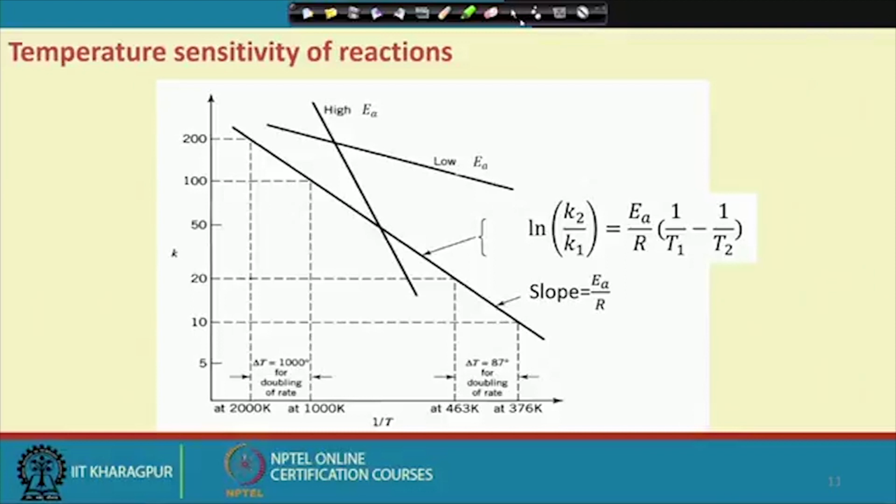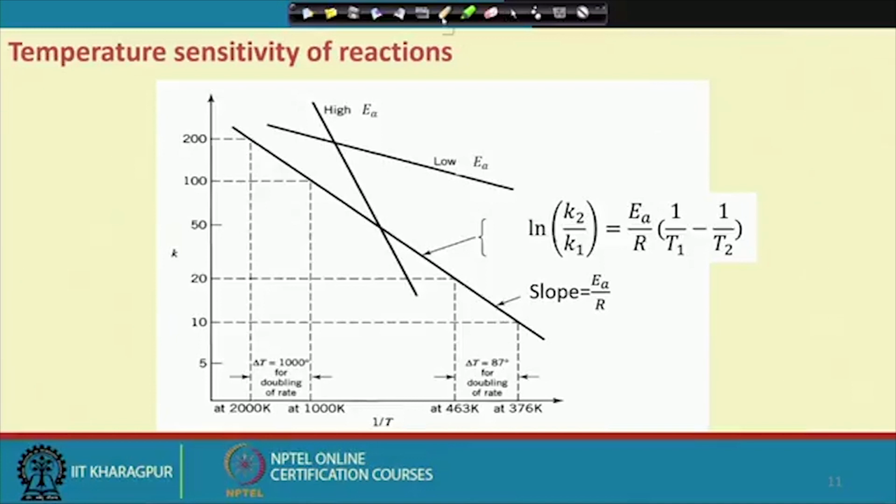Now, here we want to focus on one particular point, that we are interested to show you in this portion. If you look at this lower axis, this is 1 by T. Am I right? If 1 by T is higher, that means it is the lower temperature. At lower temperature, if you look here, the delta T is 87 degrees centigrade for doubling the rate of reaction.